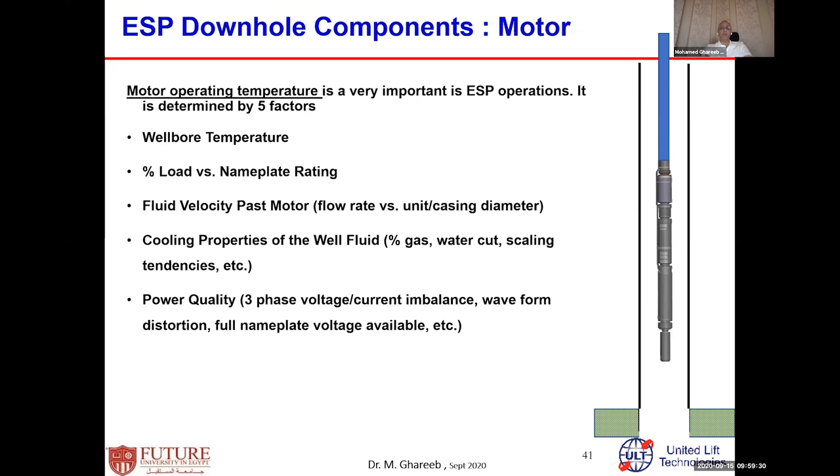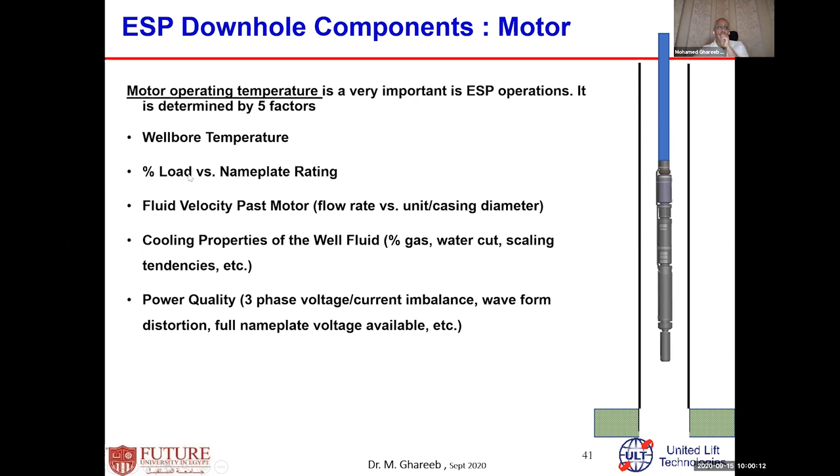One very important factor is the well bore temperature, the temperature of the fluids around the motor. The fluids come from the formation at a certain temperature. For example, at a depth of 6,000 feet or 2,000 meters, the temperature can be around 200 degrees Fahrenheit. Plus the temperature generated by the motor, the temperature here will be very high. It affects not only the motor, but even the cables and other parts of the system.